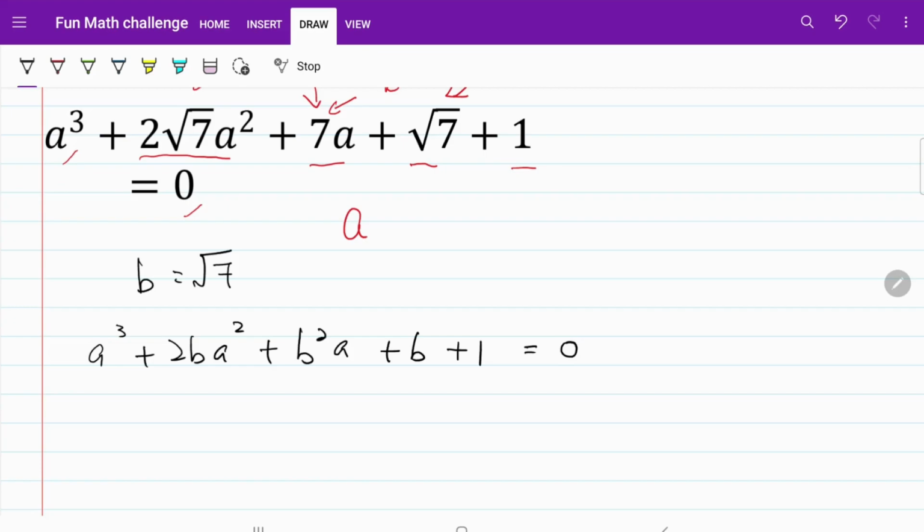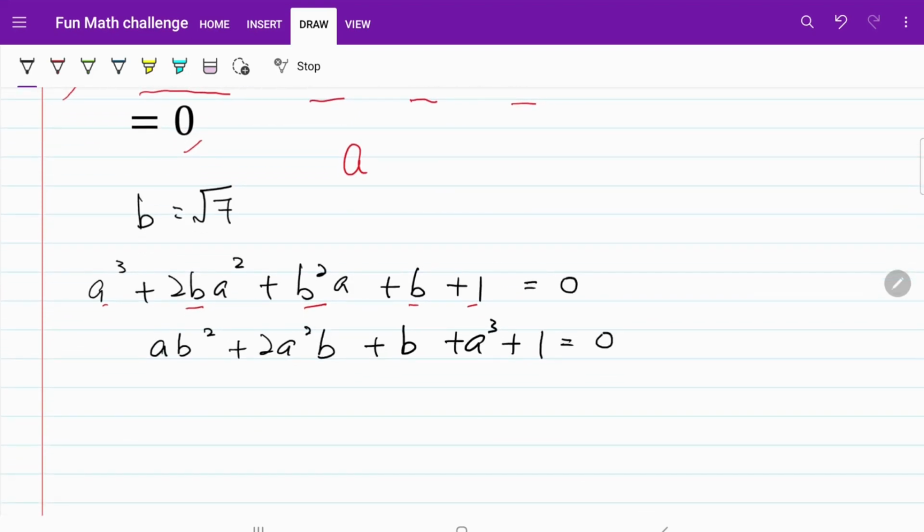From here, I'm going to do some rearrangement, and I'm going to rewrite this whole thing as ab squared plus 2a squared b plus b plus a cubed plus 1 equal to 0. Let's take a moment to make sure that we did not leave anything out. I have a cubed, 2ba squared, b squared a, b, and 1. Everything seems to be in order, so let's move on.